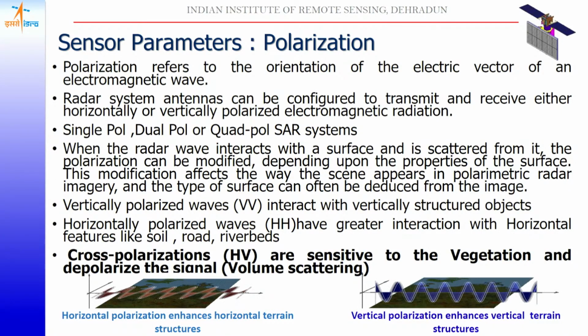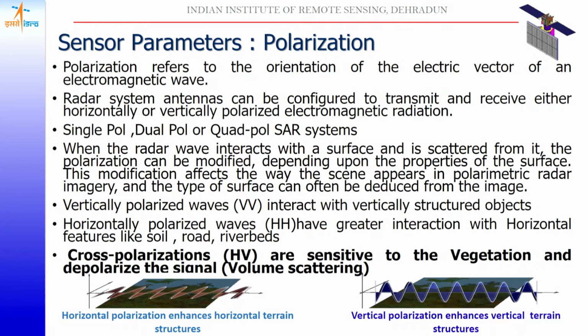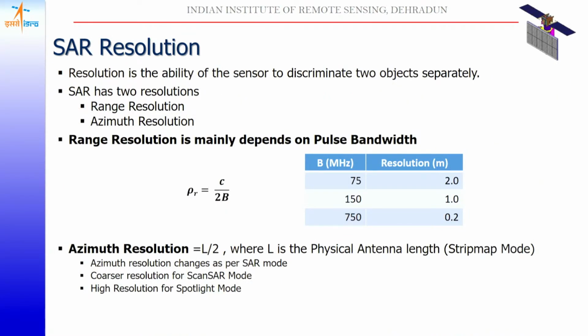the signal. So we can see how the horizontal polarization interacts with the earth surface and how the vertical polarization interacts with the earth surface. So polarization plays a very important role. Another important parameter is the SAR resolution.